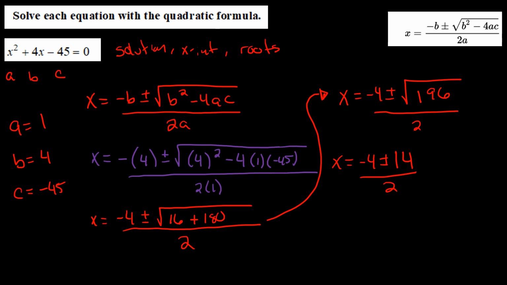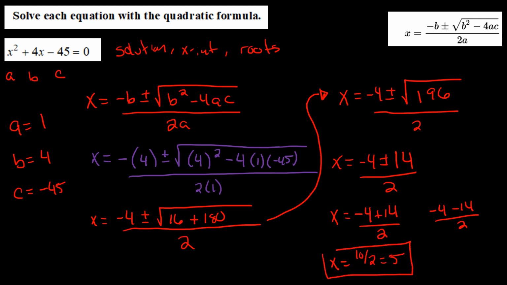Okay, we can then clean this up and say that x is equal, okay, and we have two different parts here. We have the plus and the minus. So we're going to have negative 4 plus 14 over 2. And then we'd also have negative 4 minus 14 over 2. So my answers here would be negative 4 plus 14 is 10. 10 divided by 2 is 5. This is one answer. My other answer here, negative 4 minus 14, okay, is a negative 18, and divide that by 2 is going to be negative 9. So these are our two answers, 5 and negative 9.